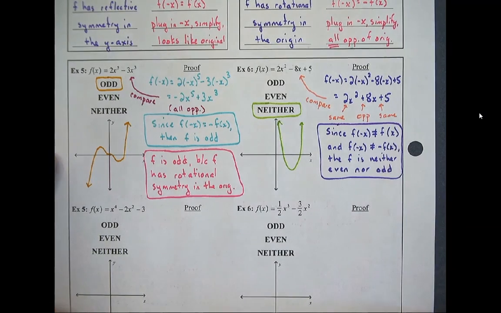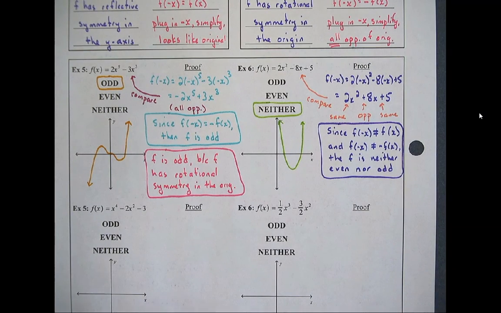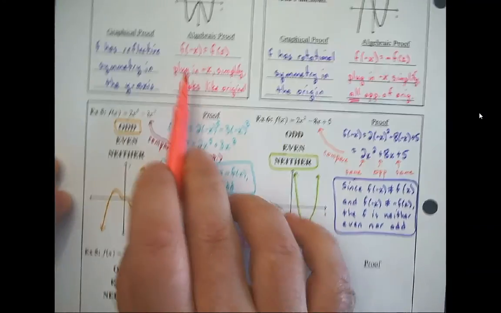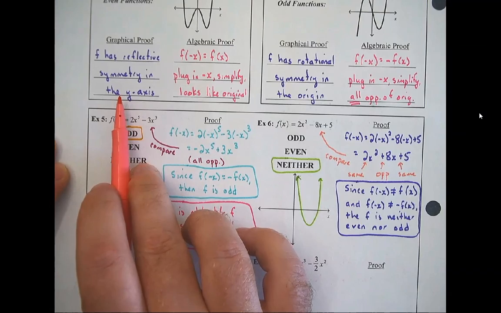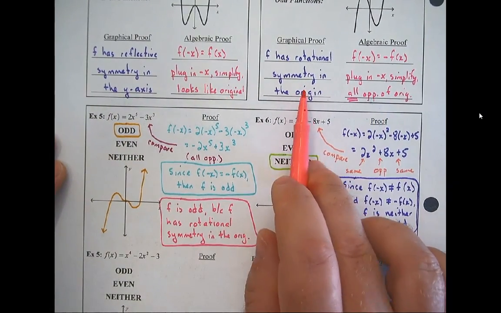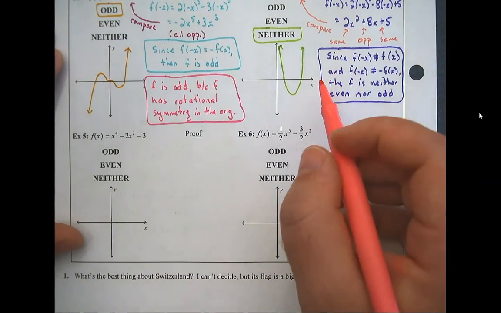Oh boy, I don't have a lot of room for my graphical proof. Luckily, in this case, it'll be a lot shorter. I don't have to write as much. So let's say, does our graph have reflective symmetry across the y-axis? No. Does it have rotational symmetry around the origin? No. So that's going to be our argument.